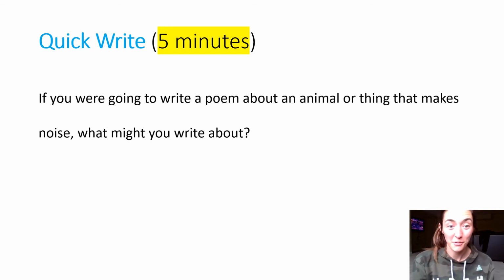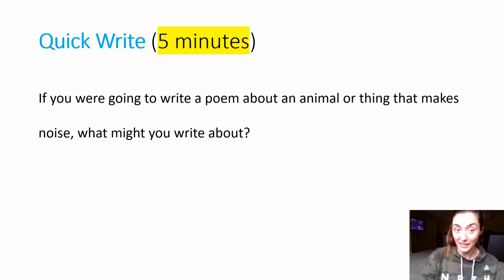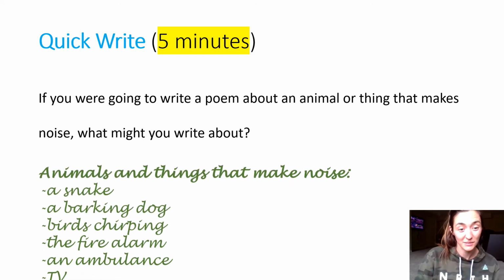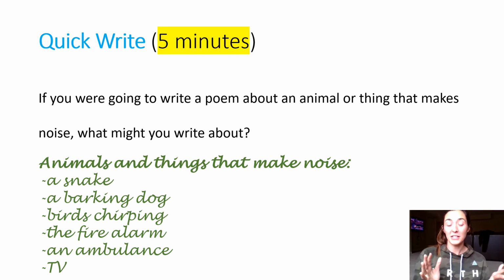Now we get to move on to our quick write already. If you were going to write a poem about an animal or thing that makes noise, what would you write about? I have some examples for you before you get started because it's kind of a broad question. So I was brainstorming, thinking animals, things that make noise. Gosh, there's so many different things. There's big things, small things, things in your house, things outside.